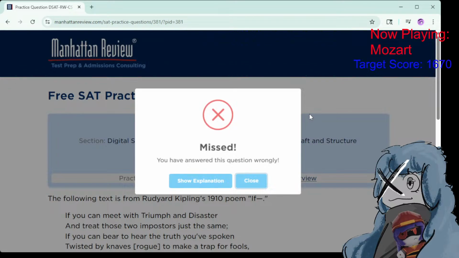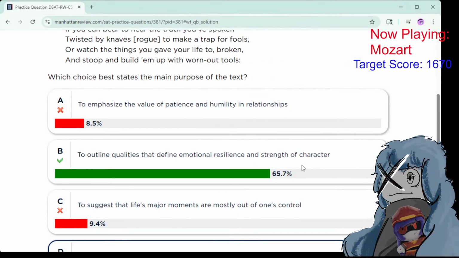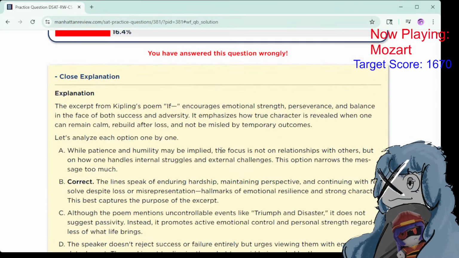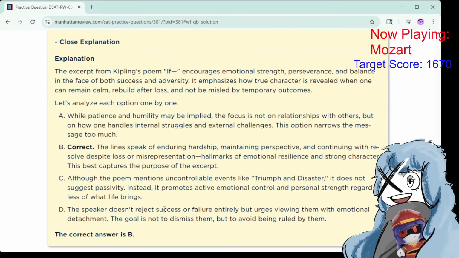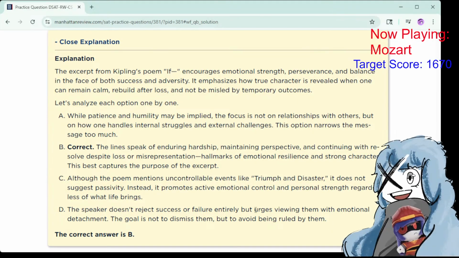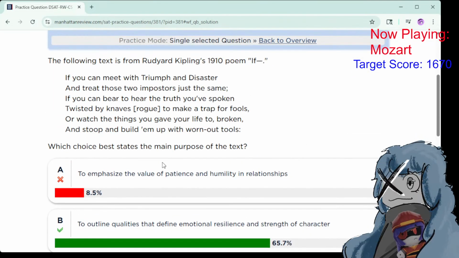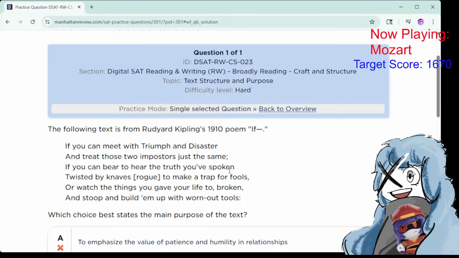B? To show qualities that define emotional resilience. What? So D is not correct. The speaker doesn't reject success or failure entirely, but urges viewing them with emotional detachment. The goal is not to dismiss them but to avoid being ruled by them. Ugh, I hate poems. If you see a poem, burn it, bro. I swear, poems are the bane of man.